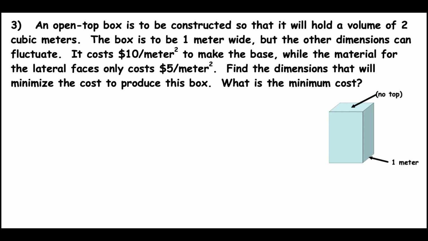So we need to label some parts. I'm going to call the front side here X because it's horizontal. I'll call this side Y since it's vertical, and this side over here is already 1. That's not going to change. So the volume is, again, length times width times height, which will be X times Y times 1, or XY. Oh, but wait, I know that the volume is supposed to be 2 cubic meters, so I can erase the volume and replace it with a 2.